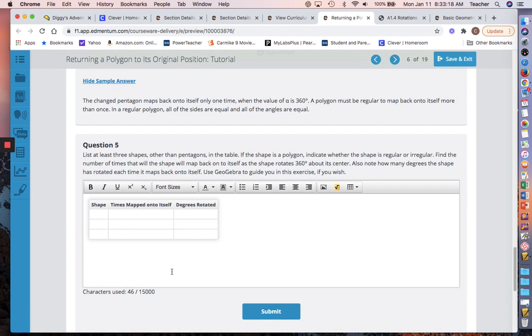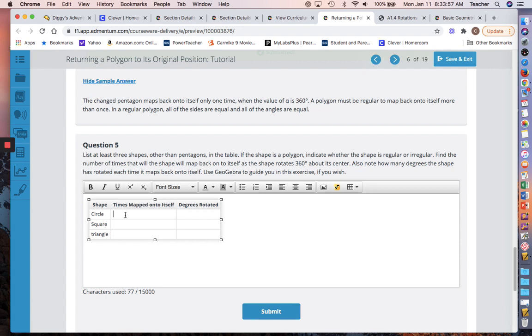All right, so question 5. List at least 3 shapes other than a pentagon in the table. If the shape is a polygon, indicate whether the shape is regular or irregular. Find the number of times that the shape will map back onto itself as the shape rotates 360 degrees about the center. Also note how many degrees the shape has rotated each time it maps back onto itself. Use GeoGebra if you wish. Okay, so I'll make this easy on myself. Circle, square, triangle.